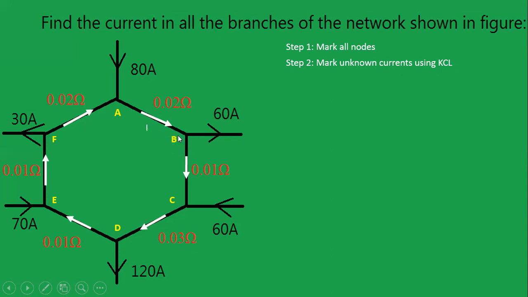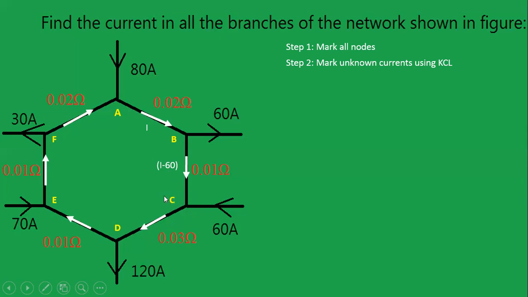I is incoming current, 60 ampere is outgoing current, and the current flowing from B to C is unknown. Applying KCL, we will get the current flowing from B to C as I minus 60, because we have assumed it to be flowing from B to C, hence it becomes outgoing current. So incoming current is I, 2 outgoing currents, and if we apply KCL, we get I minus 60.